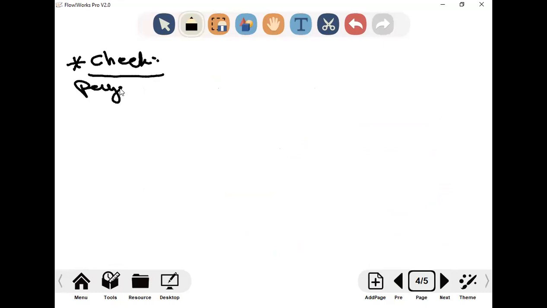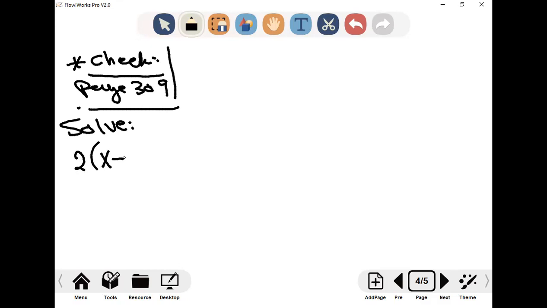Page 308. Solve. Okay, 309. Solve 2 multiplied by x plus 4, all equal negative 20.